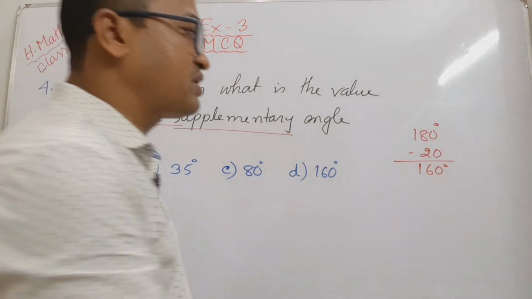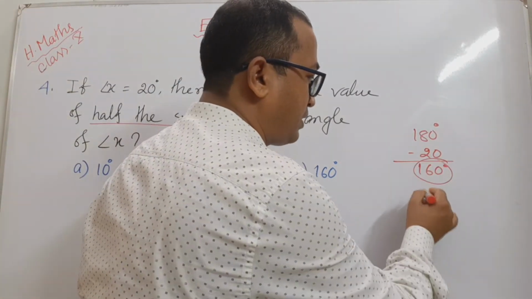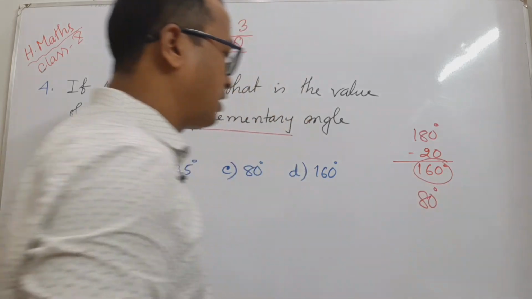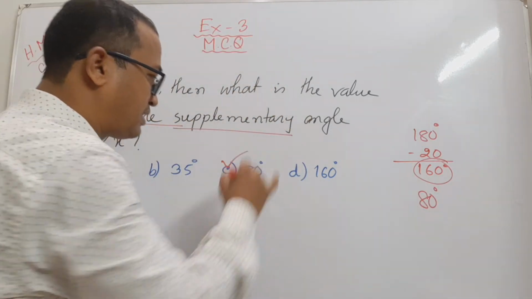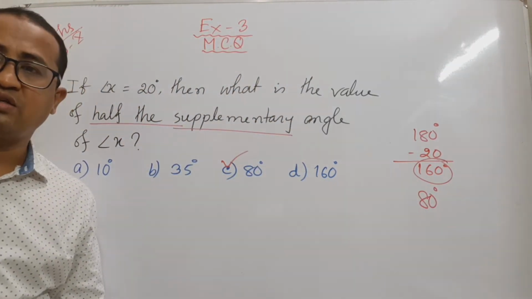So half of the 60 degree, we know half of the 60 degree, that is 80 degree. So our answer is C option, that is 80 degree.